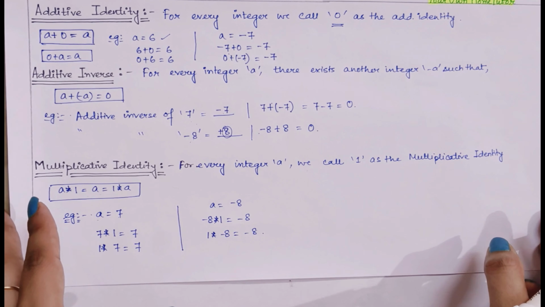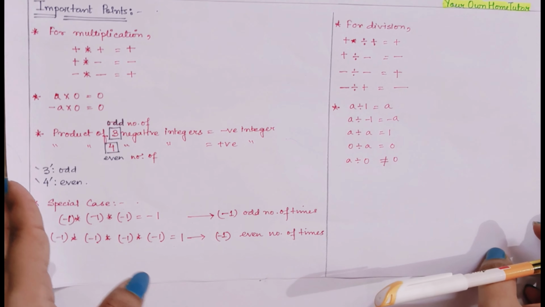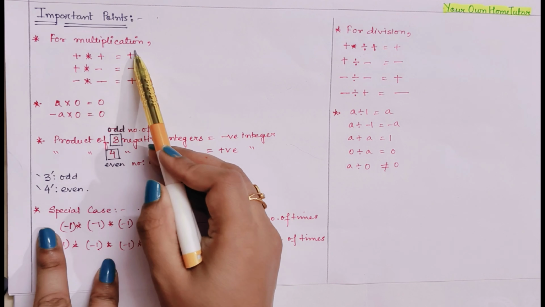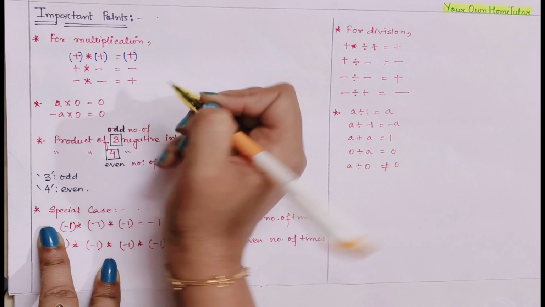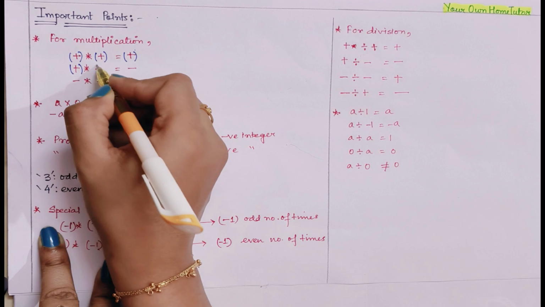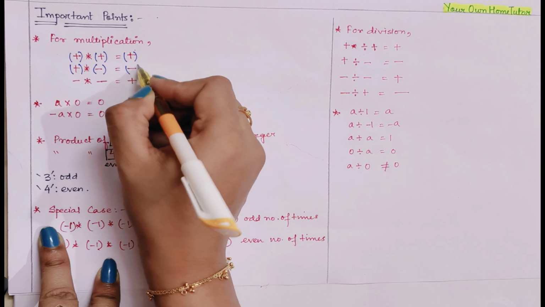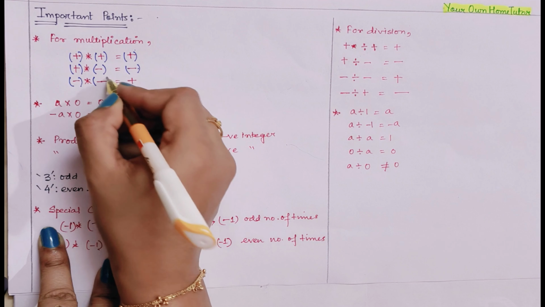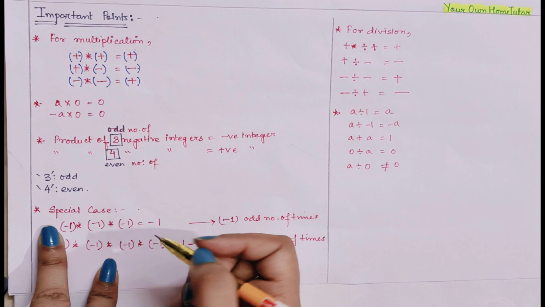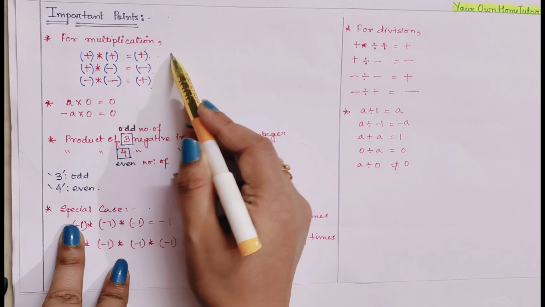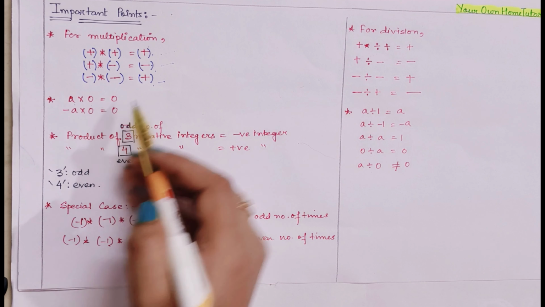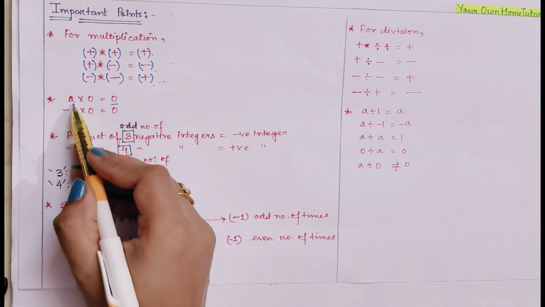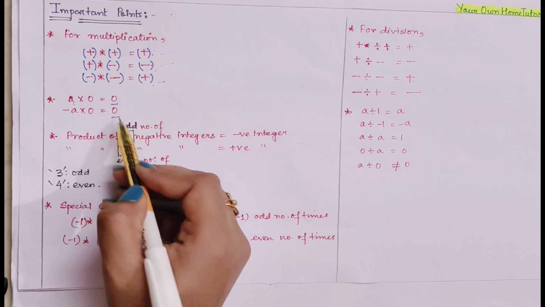Now let us move to some important points which we need to cover for multiplication and division. For multiplication, whenever we are multiplying two positive integers, we will get a positive integer. When we are multiplying a positive and a negative integer, we will get a negative integer. And when we are multiplying two negative integers, we will get a positive integer. I hope you know this rule. Now, if any integer is multiplied with 0, we will get 0, be it positive or negative. So, in both the cases, you see I am getting 0.